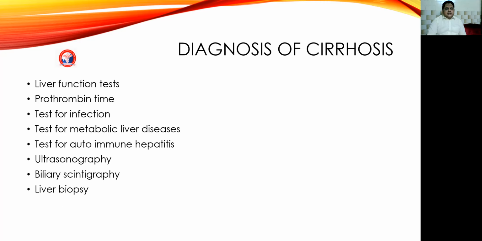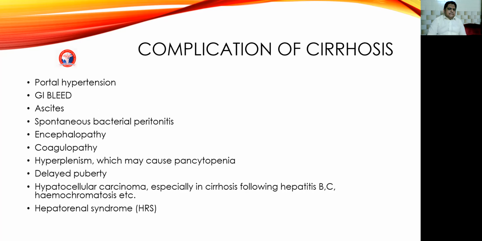Now you have investigations. How will you investigate a patient? First you have to order a liver function test. You have to look for abnormal liver enzymes, proteins and bilirubin. So the child may have jaundice. Next is for bleeding disorders; you have to estimate the prothrombin time. Next you will look for infection, then metabolic disorders, autoimmune hepatitis, then ultrasonography and liver biopsy.